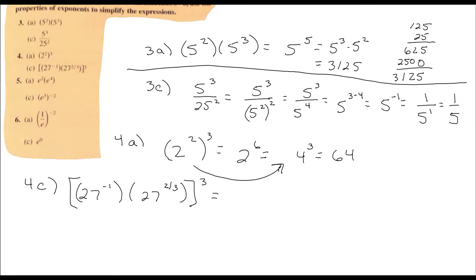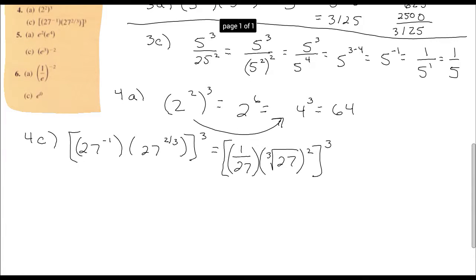Alright, well 27 to the negative 1, I can write that as 1 over 27. 27 to the 2/3, let's see, the denominator I can use as the index, and the numerator as the exponent. Okay, so let's see, 1 over 27, so the cube root of 27 is 3, and 3 squared is 9. And this whole thing is still being raised to the 3rd power.